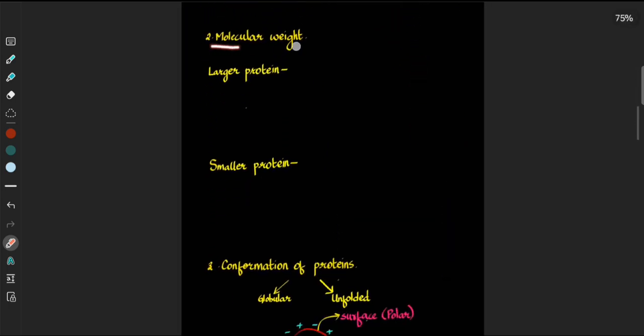And the other one is molecular weight. That means if a protein is a larger molecule, then will it be soluble in the solvent, or if it is a smaller molecule, then will it be more soluble? So it depends upon the size as well.